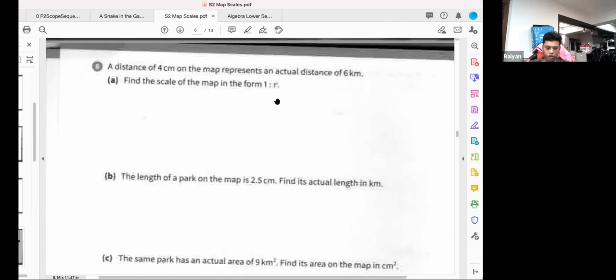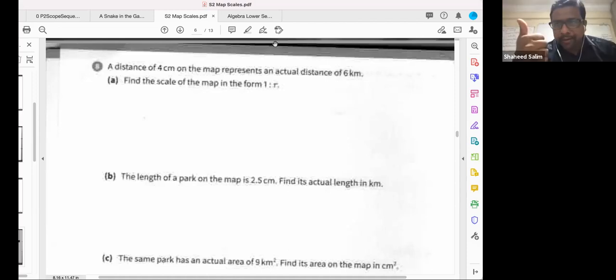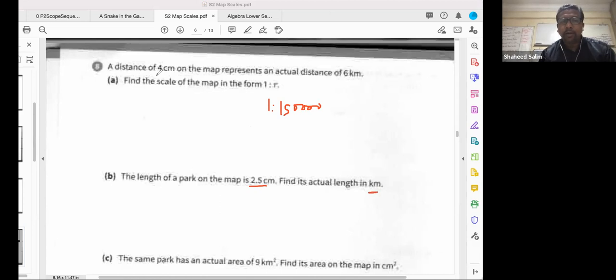One five balls. Well done. So down here 1 is to 1,500. Well done. Okay. But now down here you must have the other form. What form? This form, but make it 1. Now it's 4 cm to 6 km, right? Can you make it 1? So what's the answer down here?